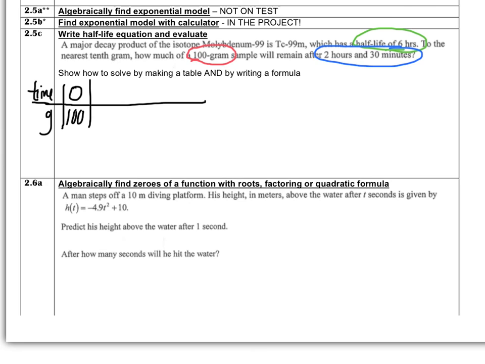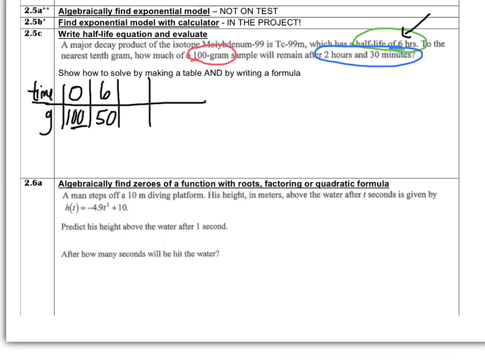So what we see here is we have time and then grams. So at time 0, when the clock first starts, there's 100 grams of this element. Now after the first half-life happens, how much time has gone by? Well, a half-life is 6 hours, so I'm going to put 6 in there. What's going to happen to the 100? It's going to decay to 50.